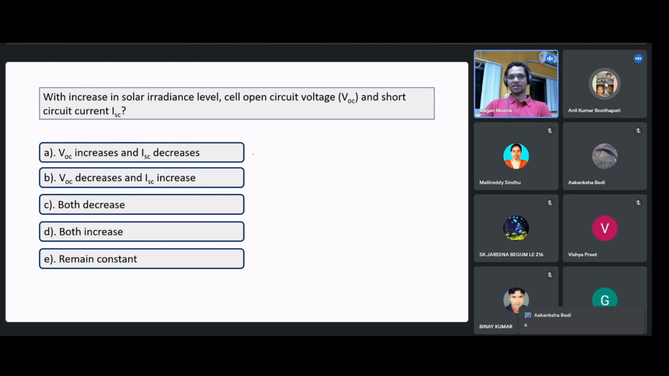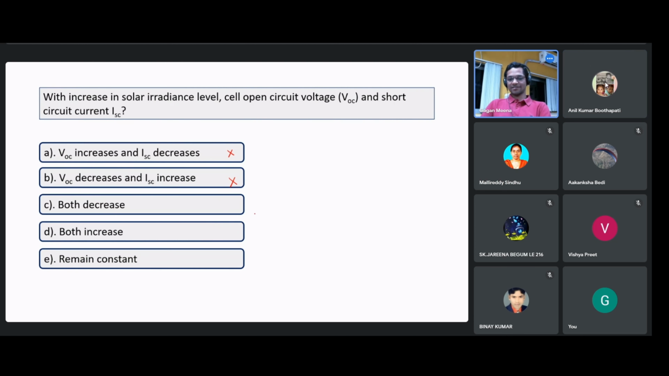VOC increases and ISC decreases. B, sir. This is not correct. VOC decreases. You are saying B. This is also not correct. Solar radiation. We will see.